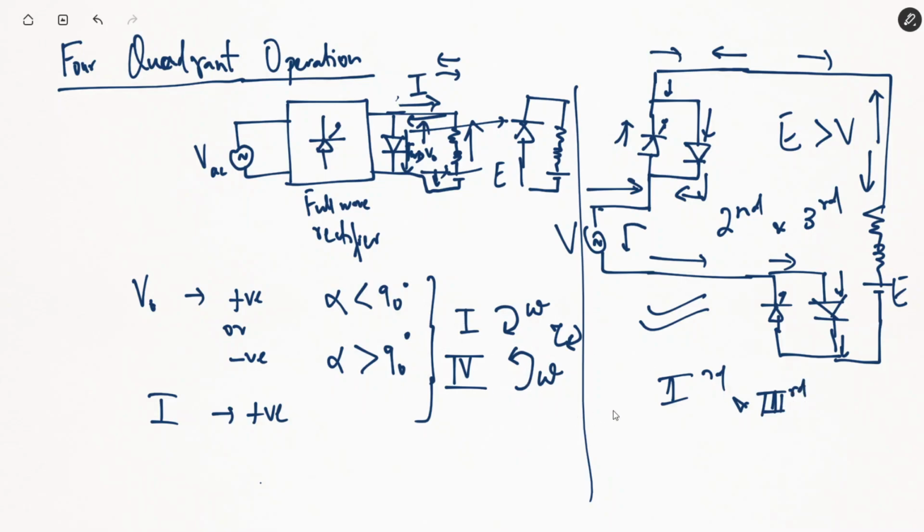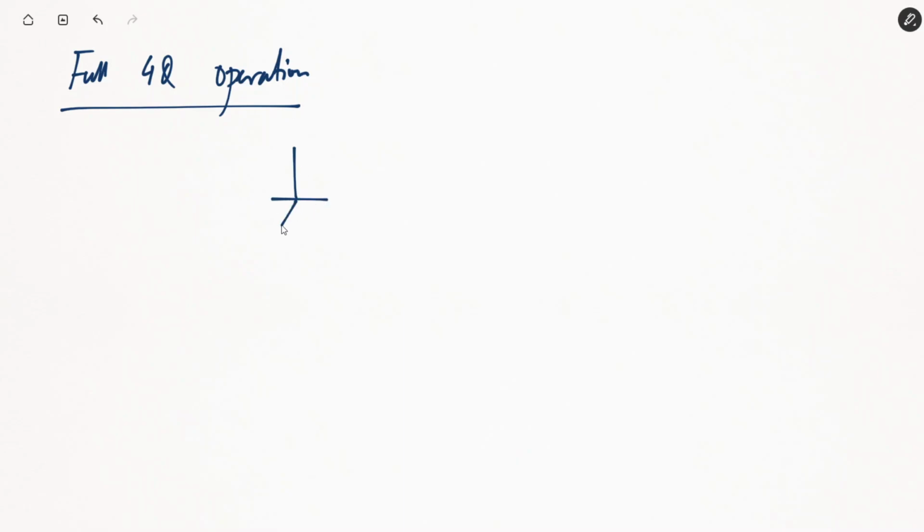We are already having the first and fourth quadrant operation in a normal converter. So for full four quadrant operation, you might have studied dual converters. So in case of a dual converter, what we do is we make use of one. This is actually a bridge rectifier.